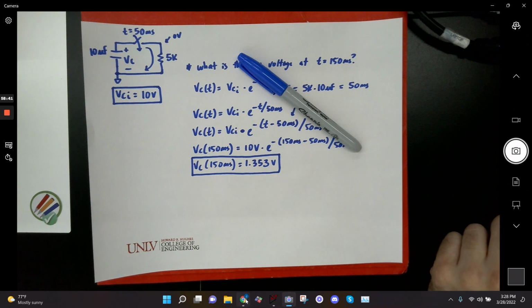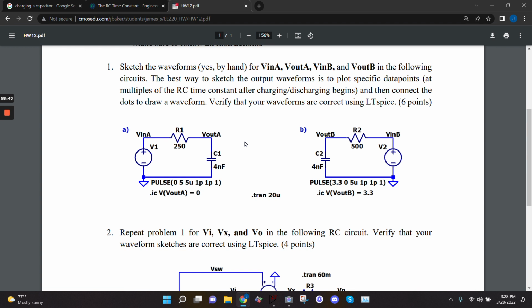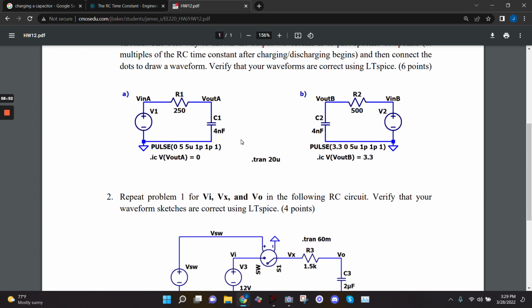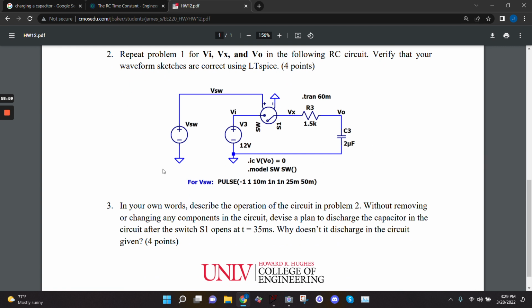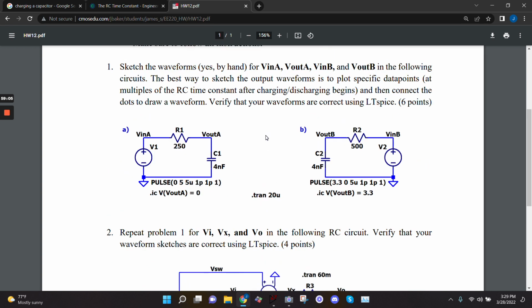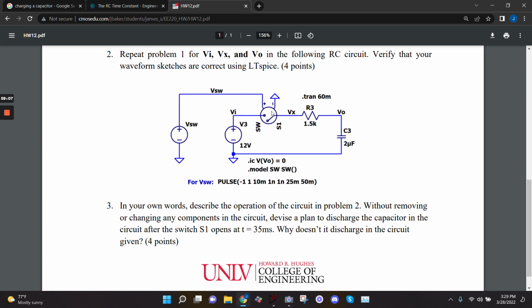All right, let me look at the homework and see if there's anything else that you might need from me before I send you off. Sketch the waveforms by hand, verify that they're correct. Yeah, this is the fun one. So it says repeat problem 1 for VI, VX, and VO. So basically this is charging and discharging capacitors using pulse sources. This is the same thing but using the switch. The switch is going to close and then this capacitor is going to charge.